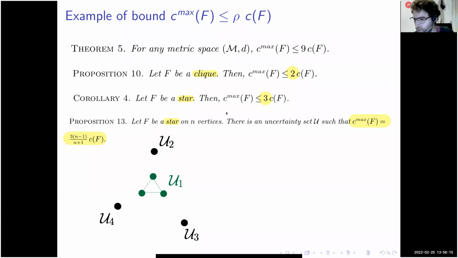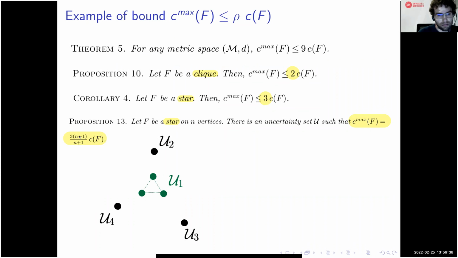And you get also lower bounds. So for instance, for the star, I mentioned that the rho is equal to 3, and we can construct instances for which the 3 is actually reached asymptotically, because this formula is essentially 3 when n is large.